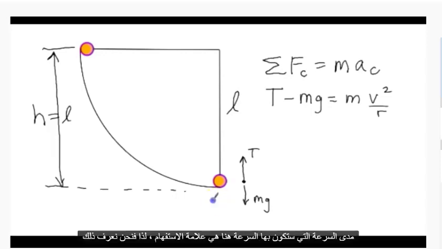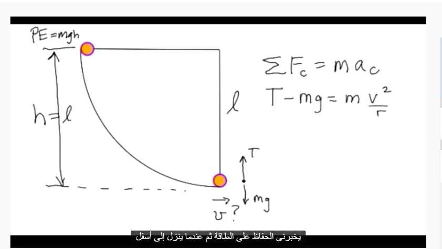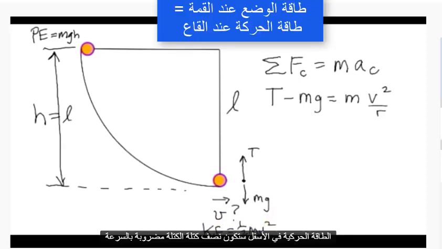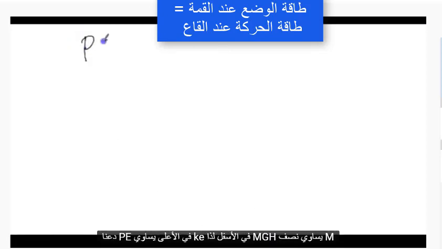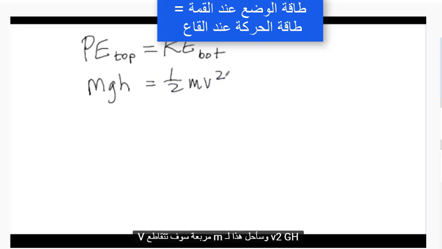How fast will the velocity be here is the question. Okay, so we know that up here I have potential energy is equal to mass times gravity times height, and conservation of energy tells me that when it gets down to the bottom, the kinetic energy at the bottom will be 1/2 mass times velocity squared. So PE at the top equals KE at the bottom. So that's mgh equals 1/2 mv squared.